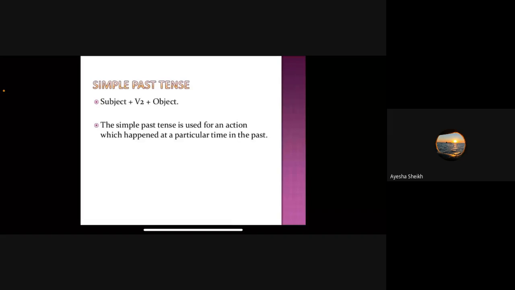Simple past tense. Subject plus V2 plus object. The simple past tense is used for an action which happened at a particular time in the past. The action which got over in the past. We completed the work. We came back. So all these are simple past tense actions. The action which got over in the past. For example, played, sang, came. All these are simple past tenses. The action which is over.